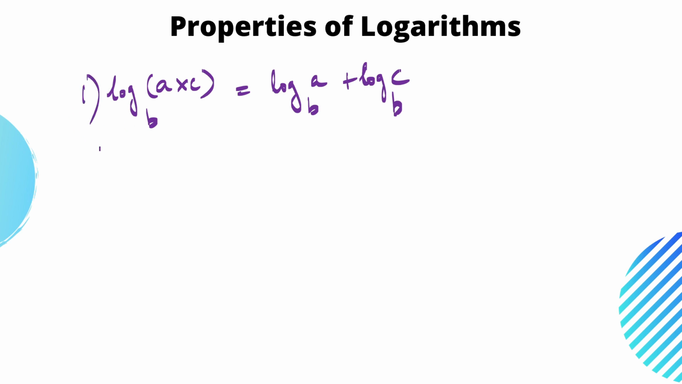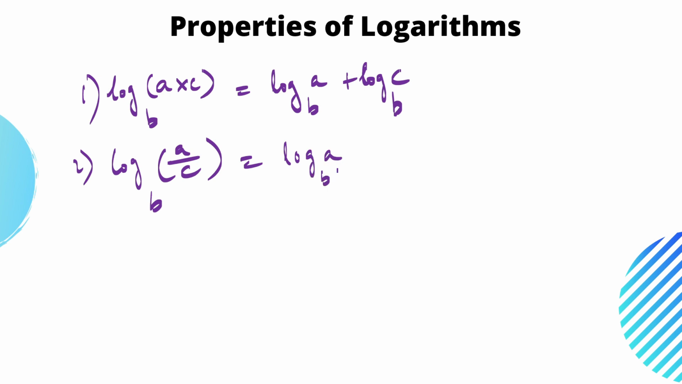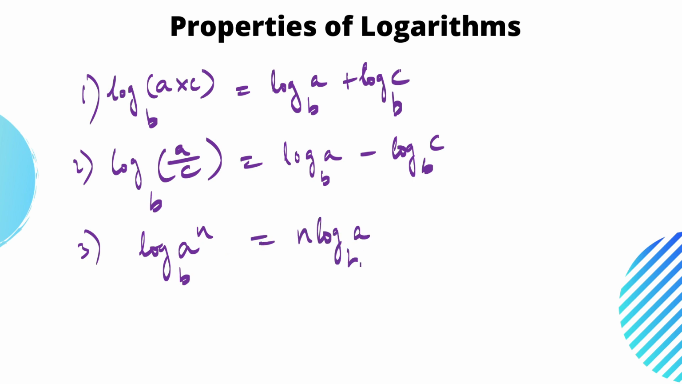This is the first property. And what is the second one? Log of a by c to the base b is equal to, when this is division, we will be subtracting: log a to the base b minus log c to the base b. What is the third one? Third one is log a power n to the base b. This is equal to n log a to the base b. This n comes to the front, right?